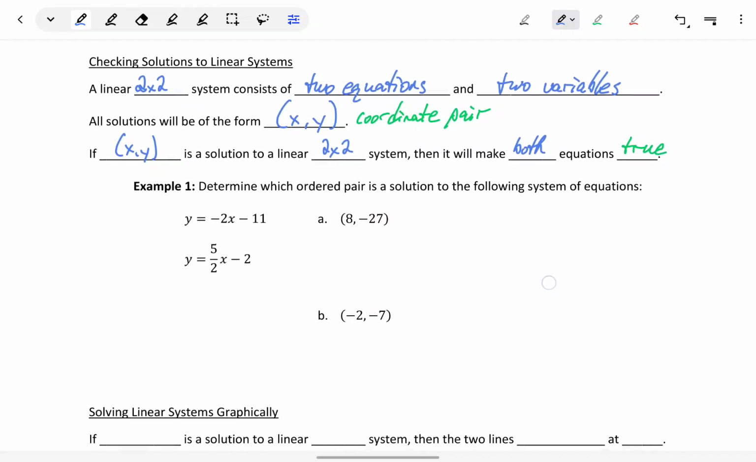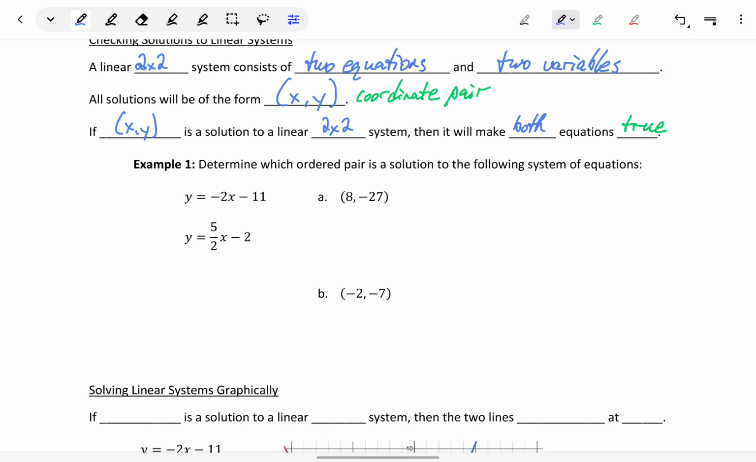So when we're solving these systems, our final result will be a coordinate pair, some x and y value. And for that coordinate pair to be the solution, we have to know that it makes the first equation true and it makes the second equation true.